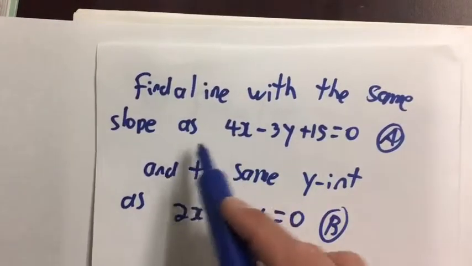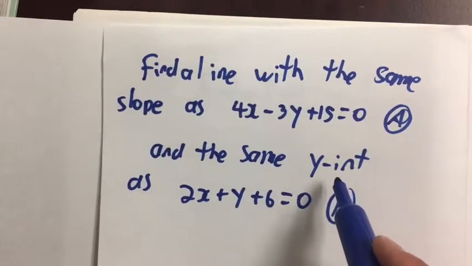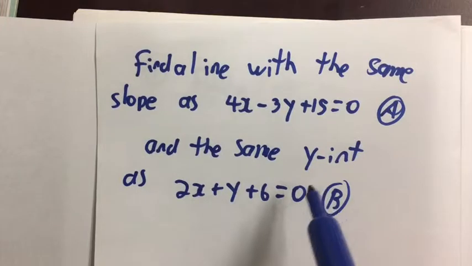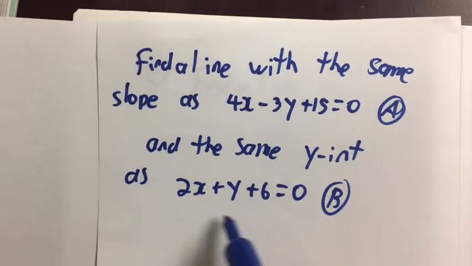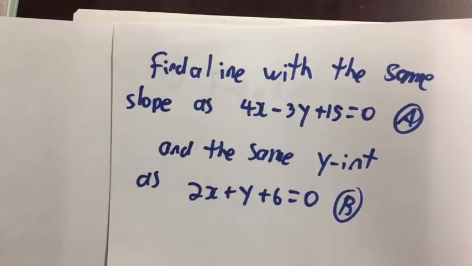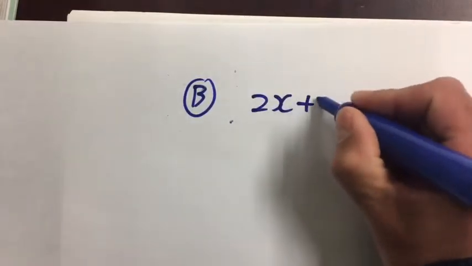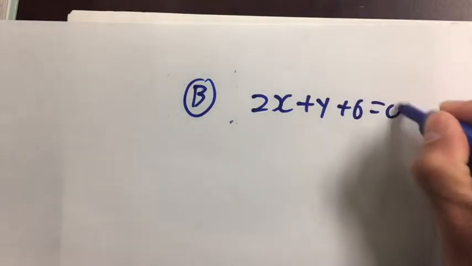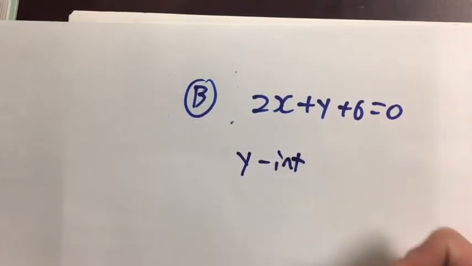We want the same slope as A, and we want the same y-intercept as B. So the y-intercept has got to be the same as this equation here, 2x plus y plus 6 is equal to 0. So let me find the y-intercept of B. So I've got equation B is 2x plus y plus 6 is equal to 0. And I'm looking for the y-intercept.